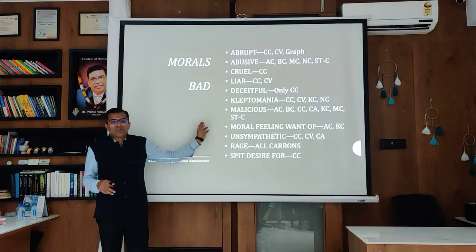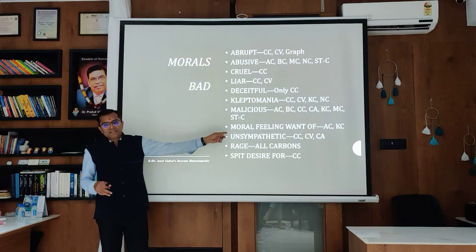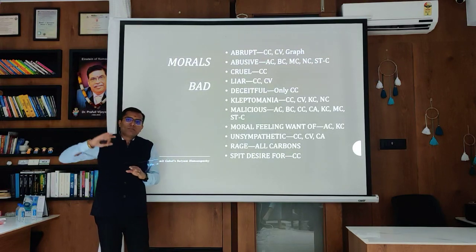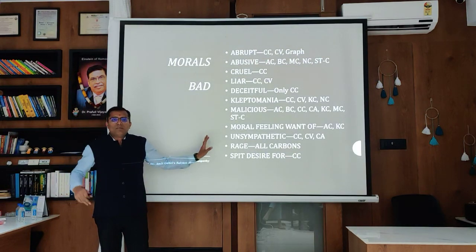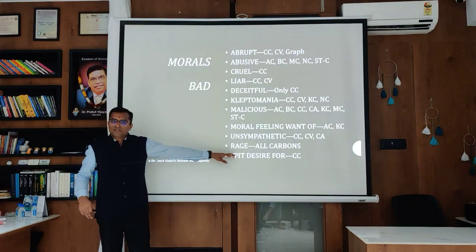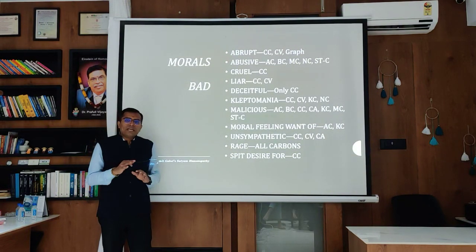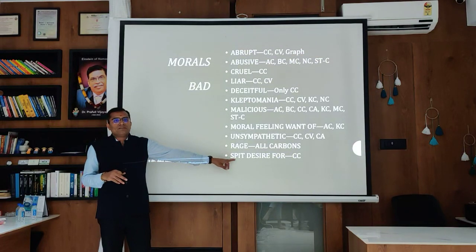So this is lacking of moral. Maliciousness, moral feeling, want of. See, one sympathetic person in psora, morally bad, goes into unsympathetic in syphilis. We have Carbo veg. Psoric anger which cannot be expressed can be expressed in syphilis as rage. All carbons.